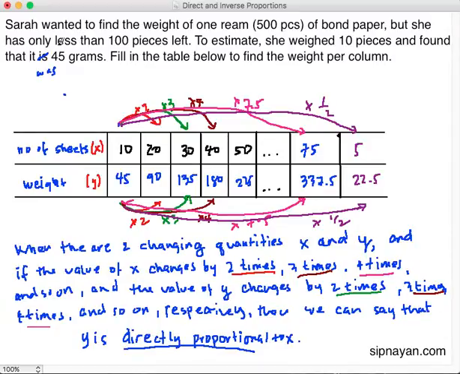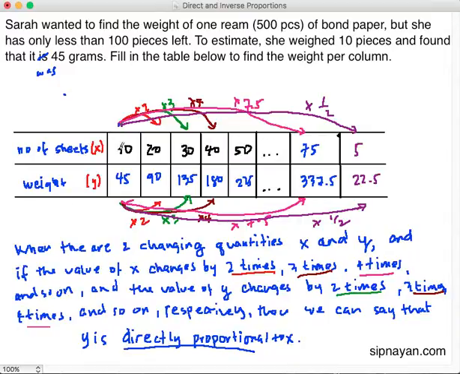Si Sarah wanted to find the weight of one ream of bond paper, but she has only less than 100 pieces left. To estimate, she weighed 10 pieces and found that it was 45 grams. So, ilang grams kumbaga yung 500 pieces?